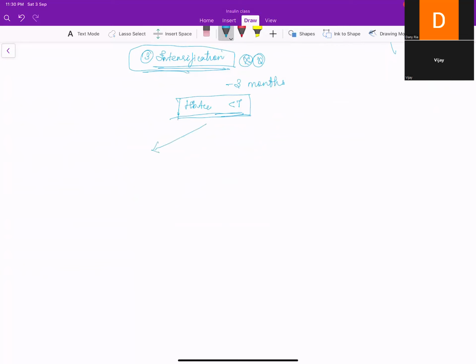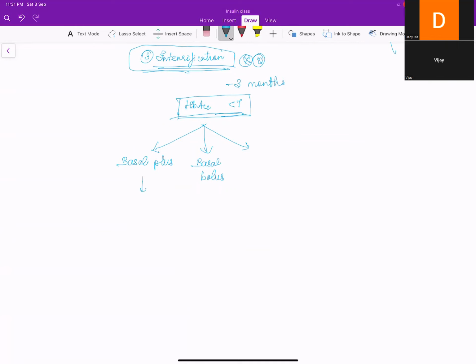So, what are the options for intensification? Can you tell me? Giving basal alone did not have any effect. We can add a bolus. Yes. So, one regimen is called the basal plus regimen. The next regimen is called the basal bolus regimen. Okay, what is basal plus?